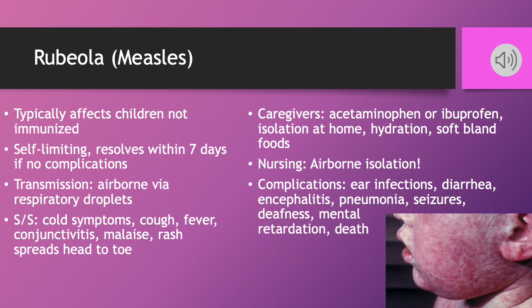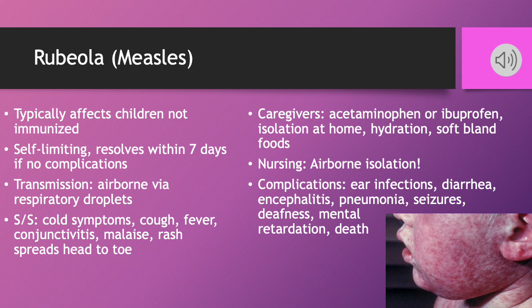Now we're going to move on to measles. You may have heard about this a little bit in the media because there has been some outbreaks. This is typically affecting children who are not immunized for whatever reason that may be. It's a self-limiting illness, usually resolves within 7 days, as long as there are no complications to the illness; it can last longer. It is transmitted via the airborne respiratory droplets.